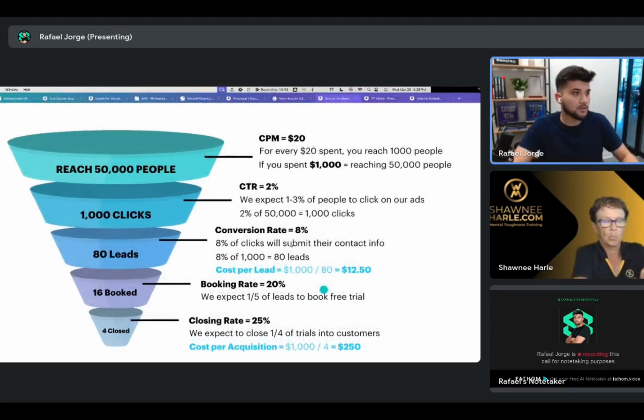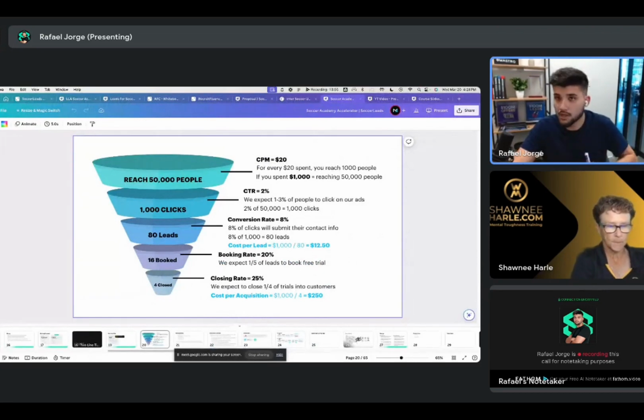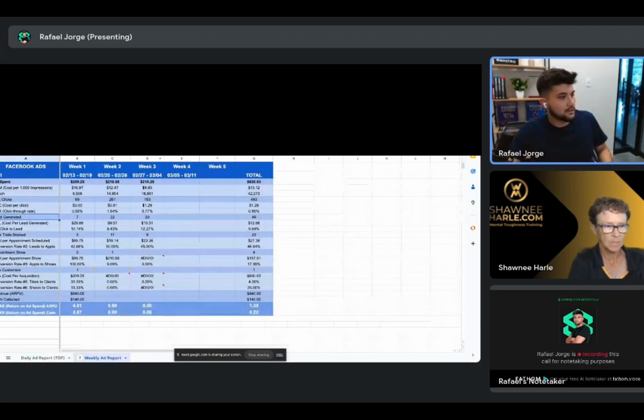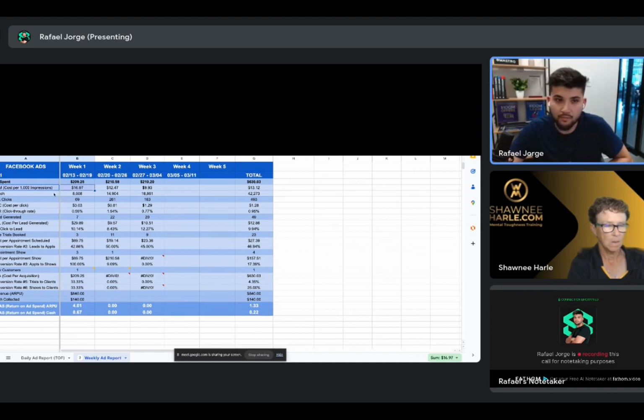The way we keep track of that data for our clients, for example, is spreadsheets. Basically, every week, we're able to assess. So I'll give you this example right here. We're able to track how much we spend in ads that week. What was our CPM for that week? How many people did we reach? How many clicks did we get? Our cost per click, our click-through rate, how many leads were generated, the cost per lead, the percentage of clicks that became leads, and the amount of, in their case, free trials.